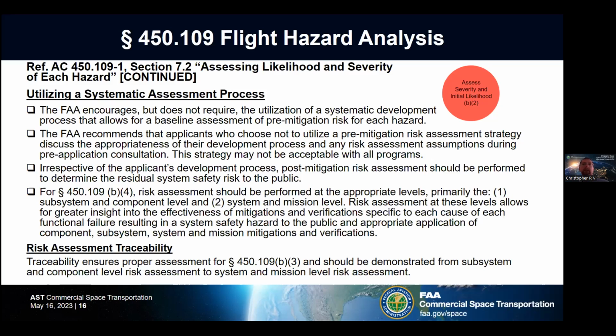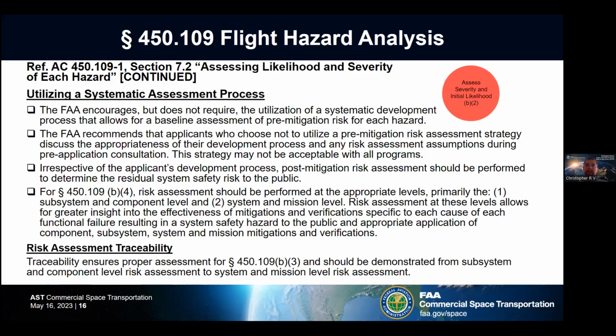This strategy may not be acceptable with all programs. Irrespective of the applicant's development process, post-mitigation risk assessment should be performed to determine the residual system safety risk to the public. And in accordance with B4, risk assessment should be performed at the appropriate levels, primarily the subsystem and component level and system and mission level.